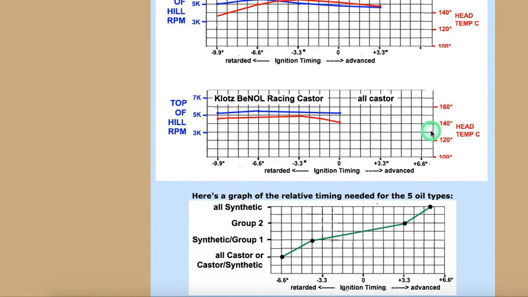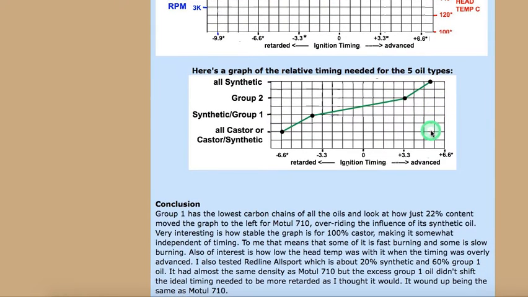So if you plotted the peaks of all those that I tested: the all synthetic oil, which is the Ipone I tested; the group 2, which is the Syn Plus, the synthetic combined with the group 1; the semi-synthetic, which was the Motul 710; the all castor, which is the Klotz Binol; and the castor synthetic blend, which was the castor 927. If you replot them, you'll get this graph right here, showing that these 3 groups are in the fast burn section, and these 2 groups are in the slow burn section.